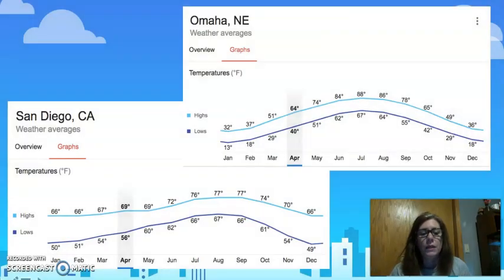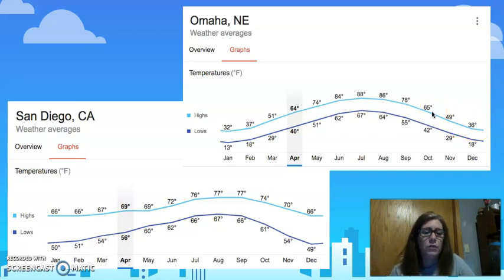So on this page we have two different graphs. There's the one here for Omaha and then one for San Diego, California. These two graphs show the temperatures over a long amount of time, a year in fact. So in the blue line, it shows what our high temperatures are from January through December. So it shows our high temperature in January is usually around 32 degrees. Our high temperature for April is usually 64. Our high temperature in July is around 88 degrees. And our high temperature then in October is about 65 degrees.